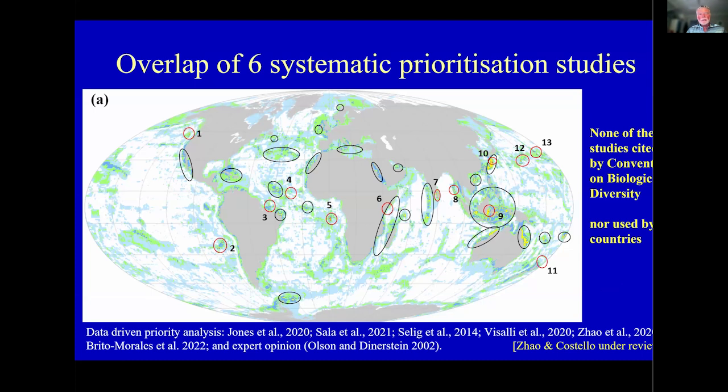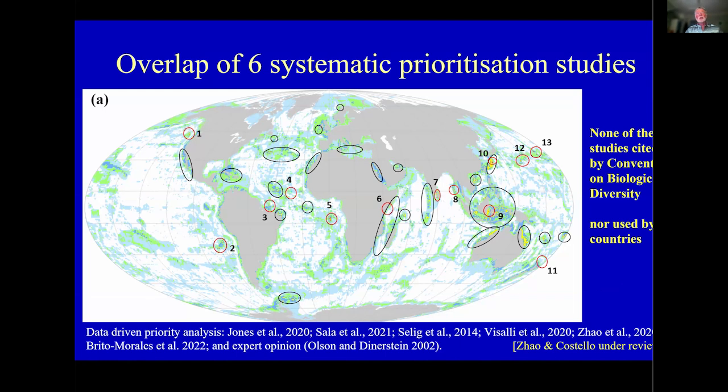So another little thing, I noticed that Anthony and some of your colleagues there recently published a paper on systematic prioritization for the global oceans in the mesopelagic zone. But there have now been 6 studies using data-driven methods to determine where it would be best to have marine protected areas in the ocean in terms of coverage of marine biodiversity.